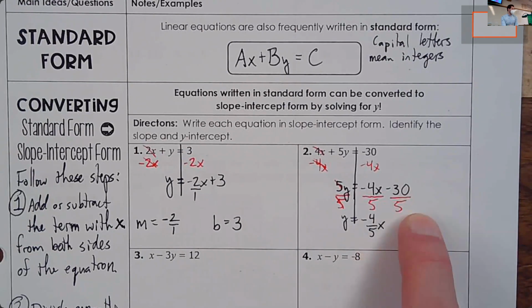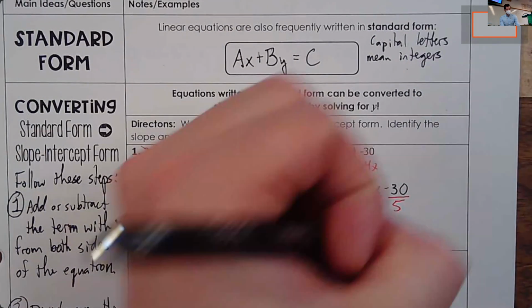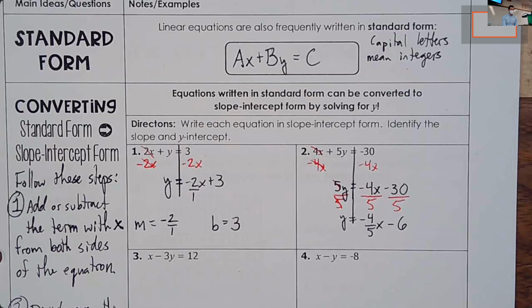Does -30 divide by 5 evenly? Yeah, what does it equal? -6, yeah, so -6. So our slope-intercept equation is going to be y equals -4/5x minus 6.